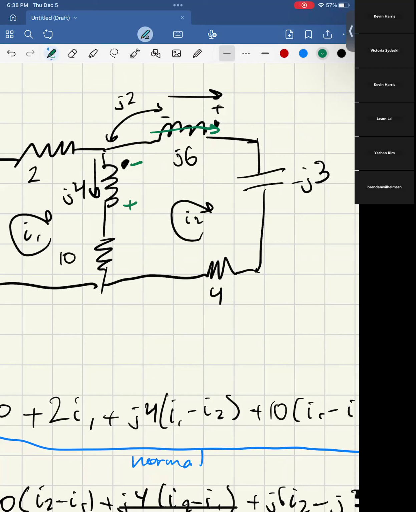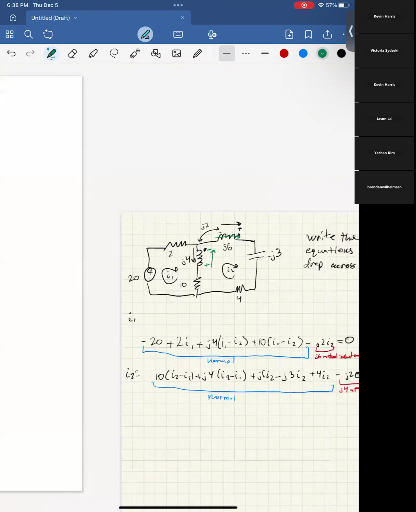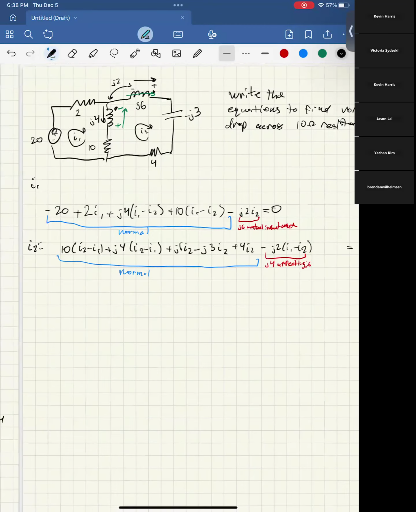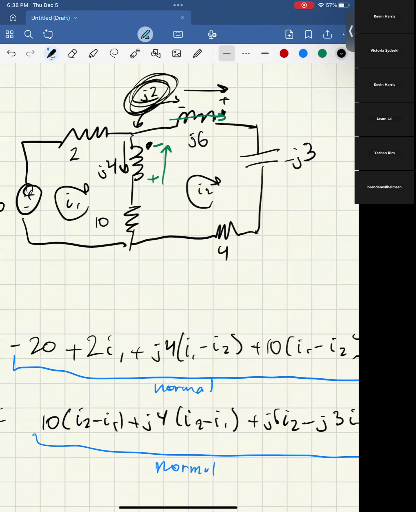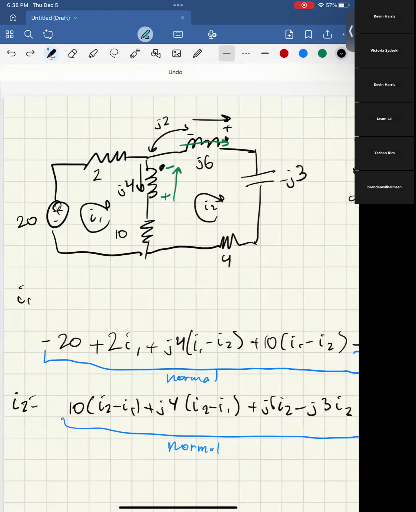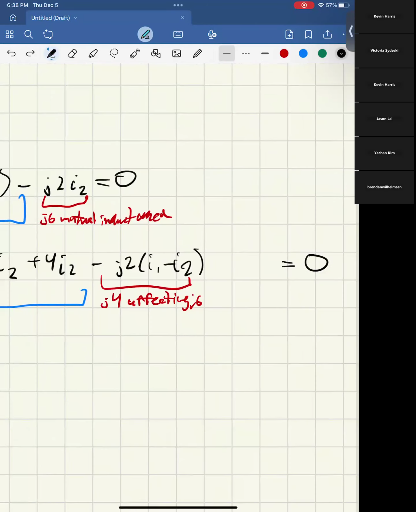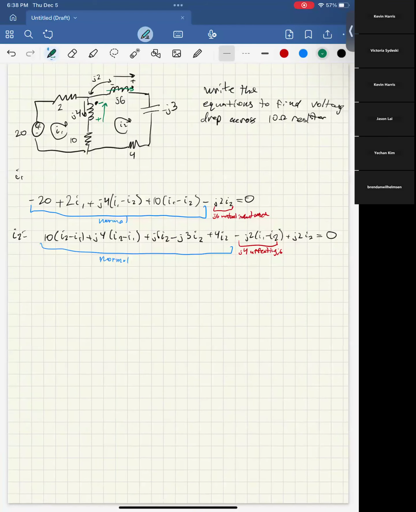And here, we have the current flowing in the direction of the voltage drop, so it's positive. However, key thing to recall is that both of these are going to have the impedance value of J2 because they both are just the mutual. So this will be plus J2 I2. And that would be your final thing.